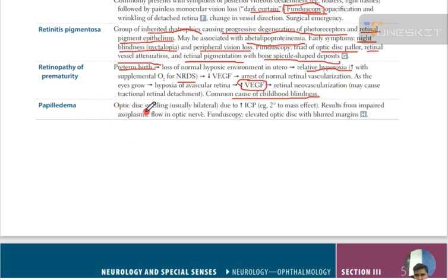Papilledema. Optic disc swelling is also called papilledema. It's usually bilateral due to increased intracranial pressure. Secondary to mass effect, there would be either increased production of cerebrospinal fluid, or any swelling or tumor of the brain, which would result in increased intracranial pressure. It results from impaired axoplasmic flow in the optic nerve. Fundoscopy shows an elevated optic disc with blurred margins.